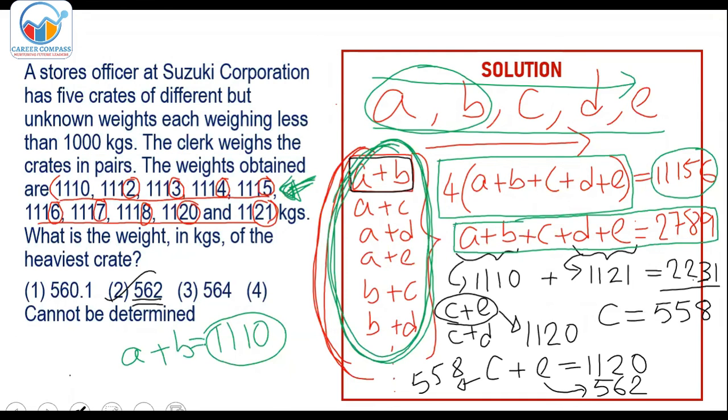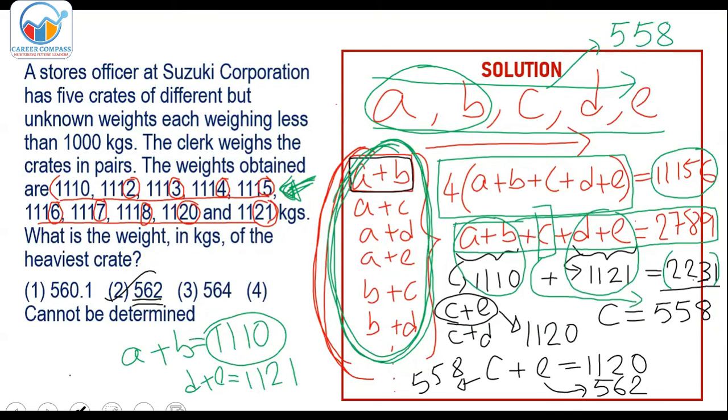Similarly, if you look at 1121, that will correspond to the heaviest of the pairs, which is D plus E. Which is why I wrote this. And then if you add, you will get 2231. So once you subtract, then you will be left with C, no? So that is how I concluded that the value of C will be 558.